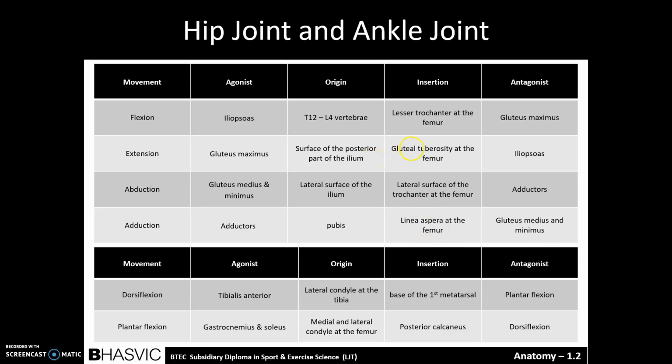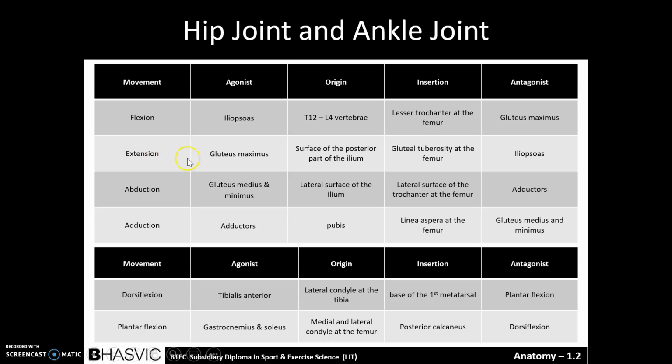At the hip joint, flexion would occur with the agonist being the iliopsoas. The origin of the iliopsoas is the thoracic 12th vertebrae to the 4th lumbar vertebrae. And the insertion of the iliopsoas would be the lesser trochanter at the femur, and the antagonist to the iliopsoas would be the gluteus maximus.